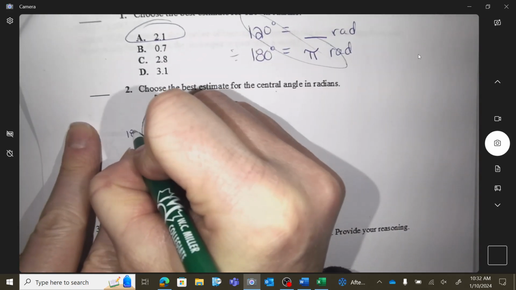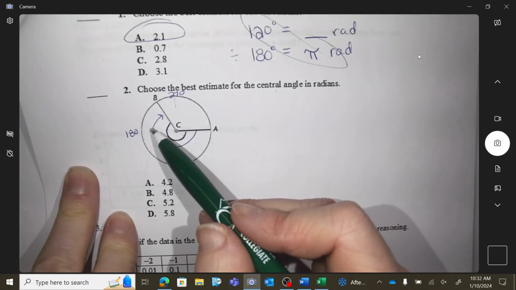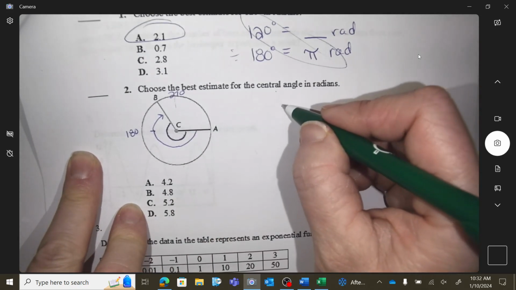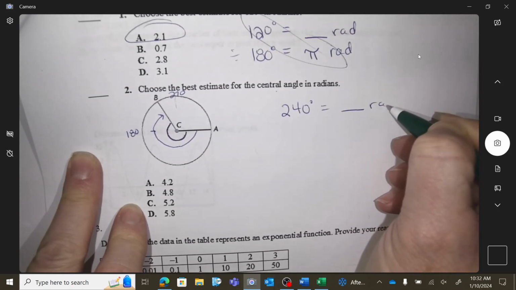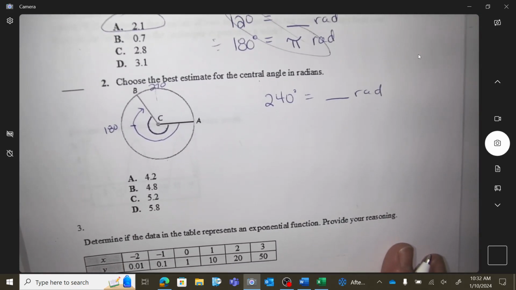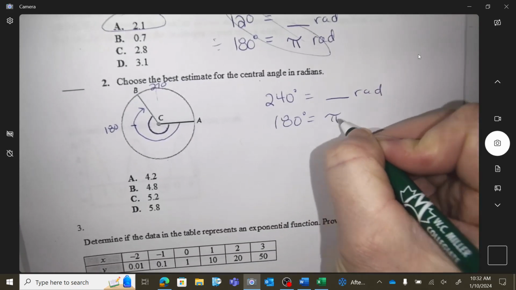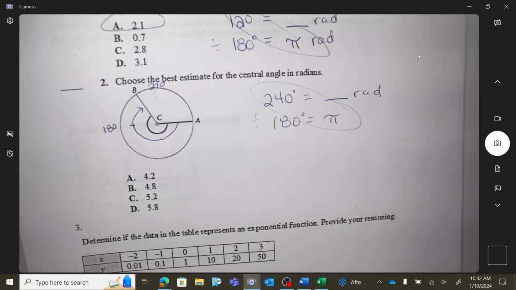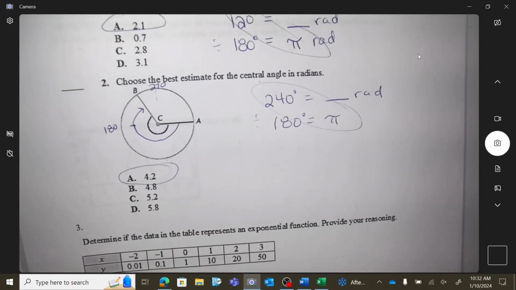Okay, so if this is 180 and this is 270, what are you thinking? 200 and what? 240? I'm trying to estimate, so hopefully one of them looks close. If that's about 240, how many radians would that be? 180 is the same as pi. So then it looks like 4.2 would be closest.